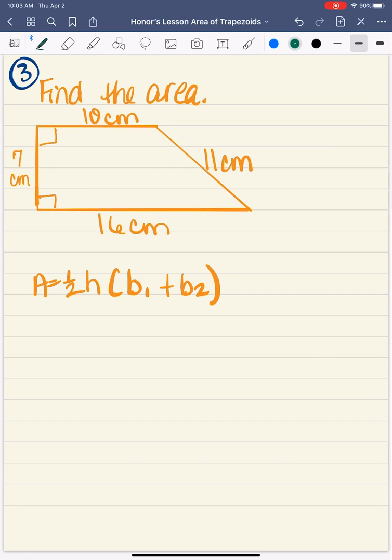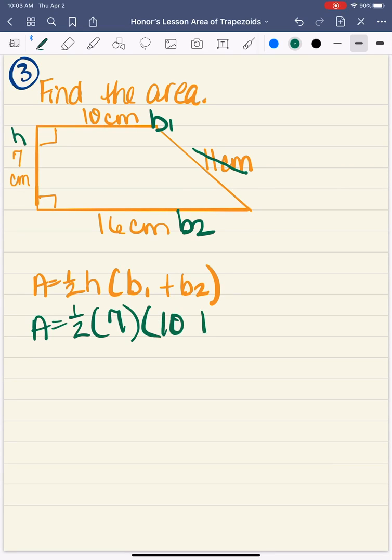Okay, example 3. Look at the trapezoid and decide which 3 numbers we're going to use. Okay, we will not be using that 11. The bases will be the 10 and the 16. And our height will be the 7. Okay, so I'll substitute that in. So 7 goes in for the height, and then 10 and 16 go in for base 1 and base 2. So I'm going to add that, which is 26.